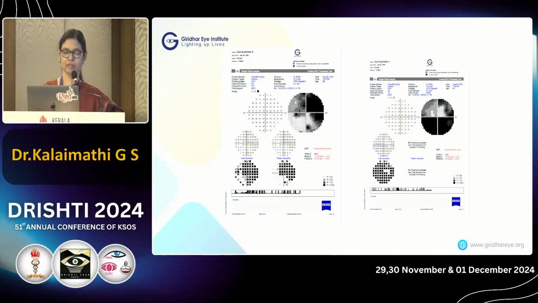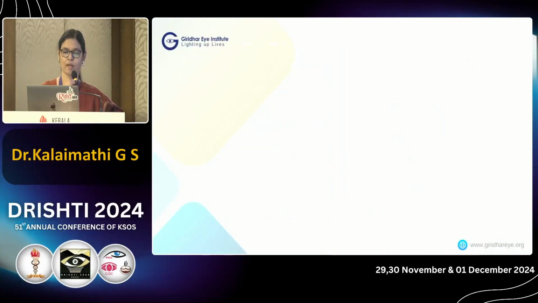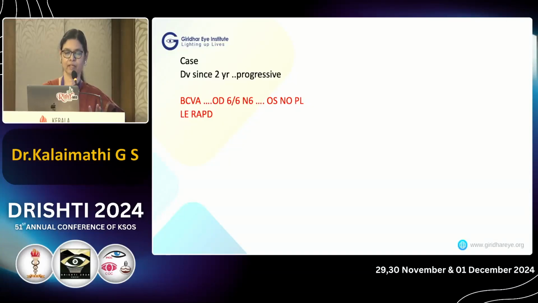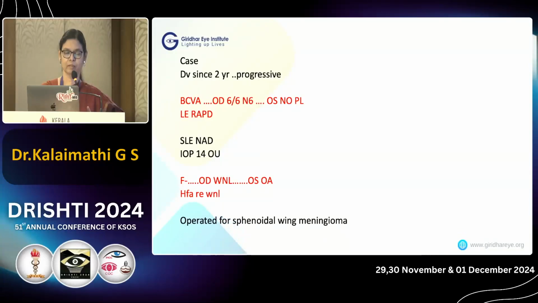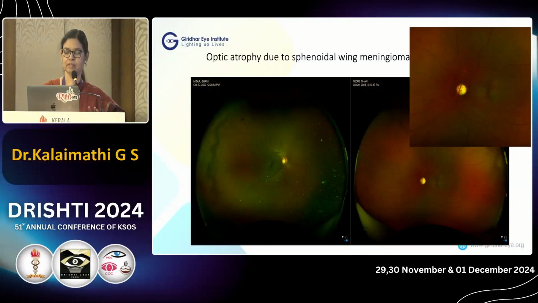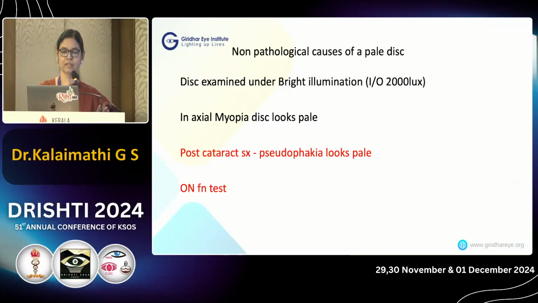This is the altitudinal field defect. Defective vision 2 years, progressive in nature, right eye normal, left eye no PL and RAPD. Left eye optic atrophy, operated for sphenoidal wing meningioma. This is a primary optic atrophy because the pathology is behind the optic disc.